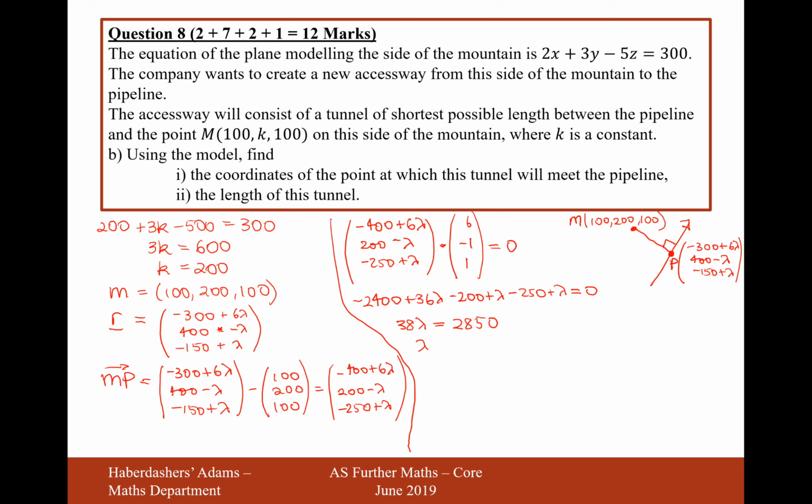So then divide lambda by that. So it's divided by 38. We get 75, yes. Okay, that's a positive whole number. That definitely kind of makes sense.